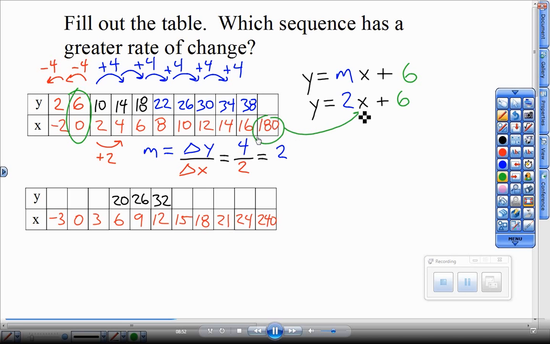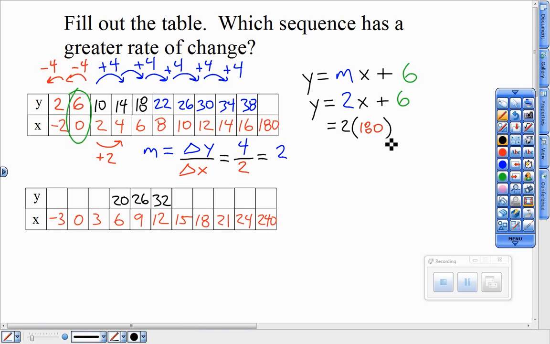Alright, so again, to find the 180th term, plug in 180 for x. Multiply 2 times that 180, and then add that to x.